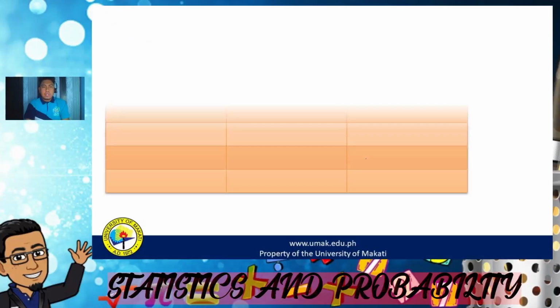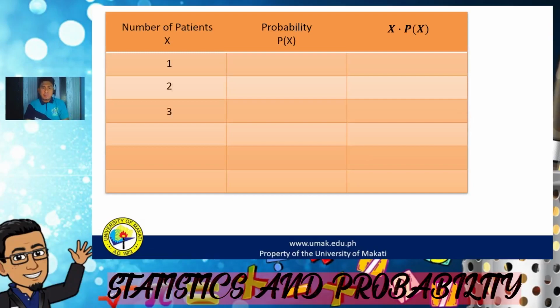Now, let's write down all the values that we have given, no? But here you have to check if the total of the probability is 1. Kasi that's one of our properties na dapat daw ang total ng ating probability ay 1.